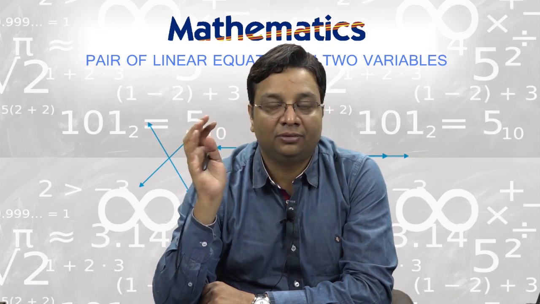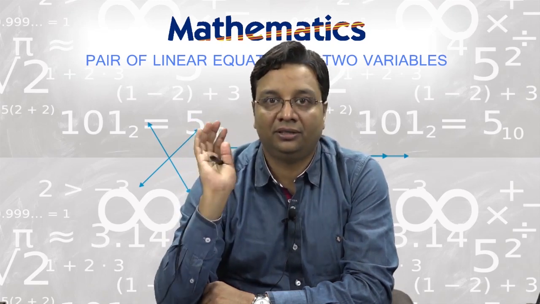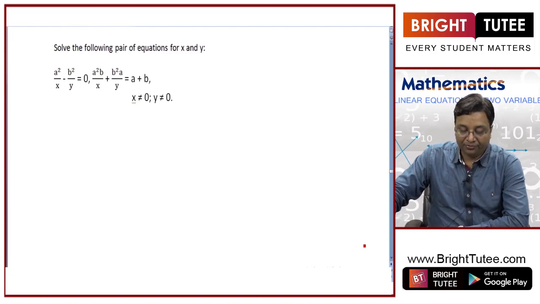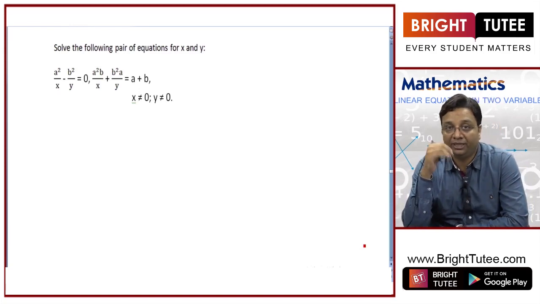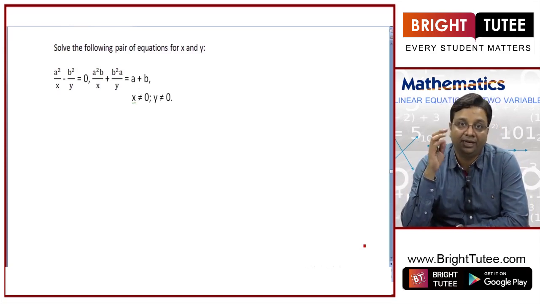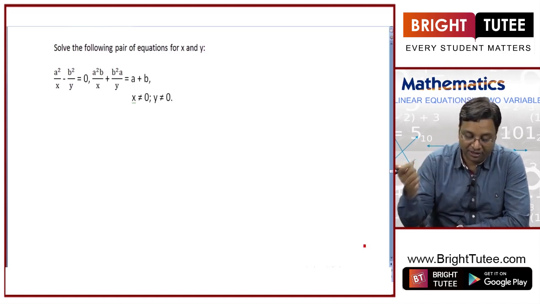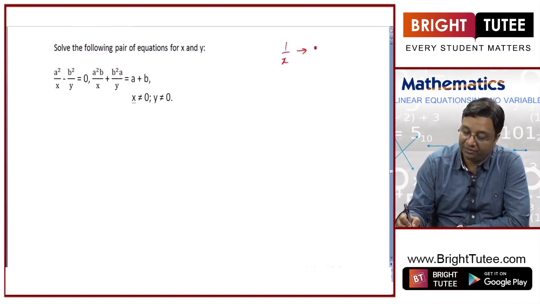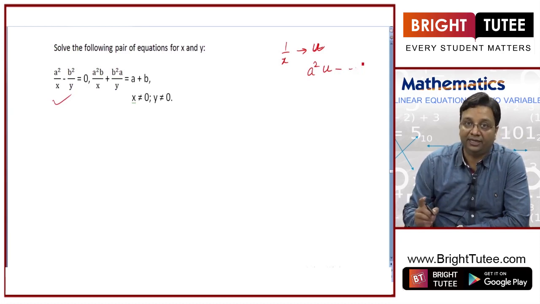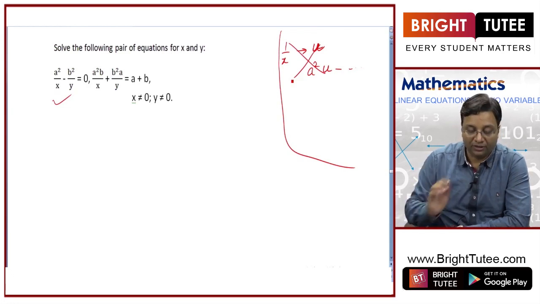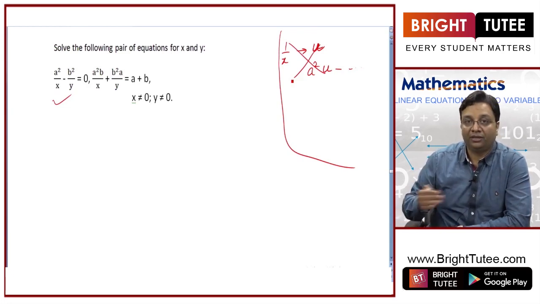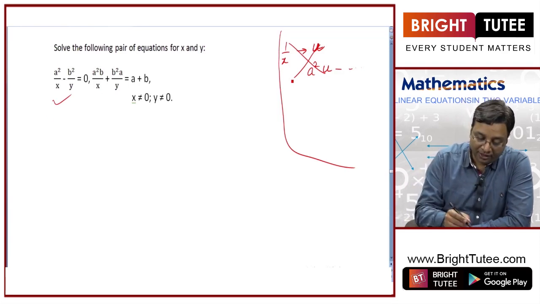Now we will do some extra questions on the basis of elimination method. Now we will solve the following pair of equations for x and y. One thing you can do is bring the variables into the numerator by substituting some other variable. For example, if I substitute 1 by x by u here, then this equation will become a square u minus and then something, right? But let me not do this substitution in this question and solve this directly, so that you become comfortable with both the methods, right?